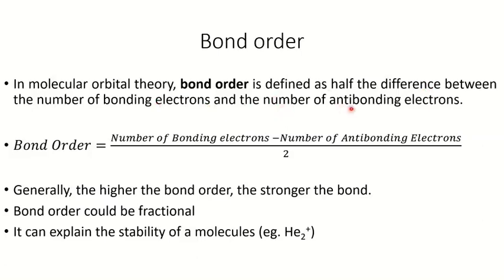So subtracting the number of electrons in the anti-bonding molecular orbitals from the number of electrons in the bonding molecular orbitals will give you a term, and half of that is called bond order. The bond order is the number of bonding electrons minus the number of anti-bonding electrons, divided by 2. Generally, the higher the bond order, the stronger the bond.